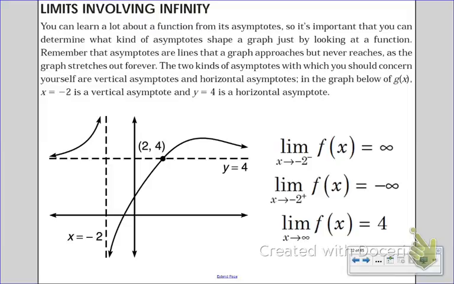It says remember that asymptotes are lines that a graph approaches but never reaches or touches. So it's the graph that stretches out forever and ever. So the two types are vertical and horizontal asymptotes.